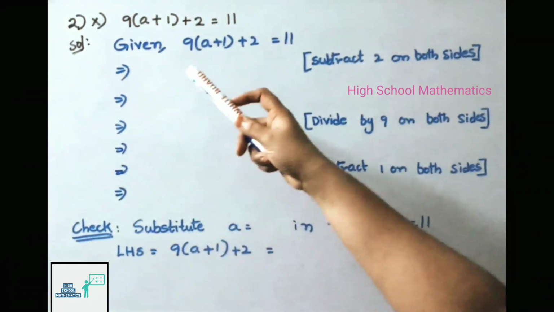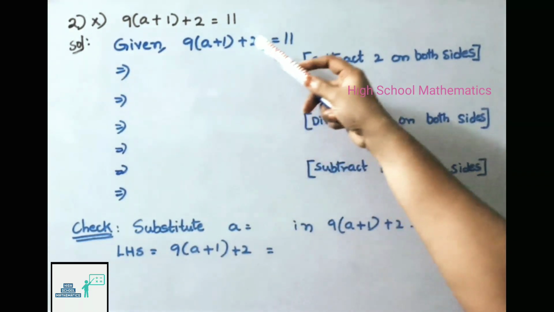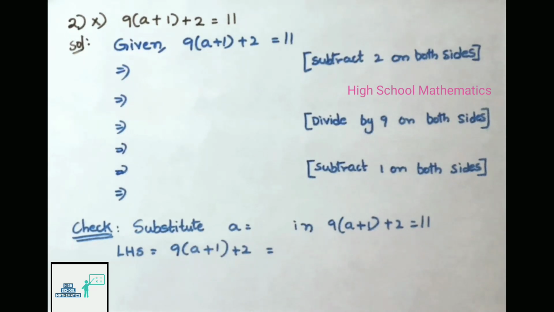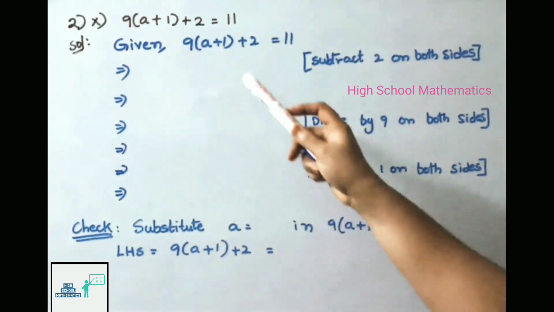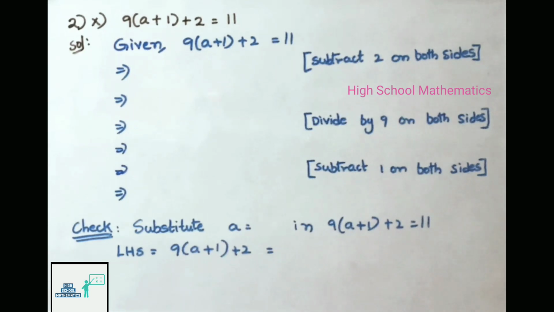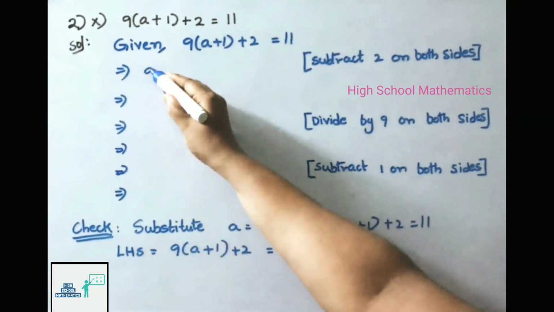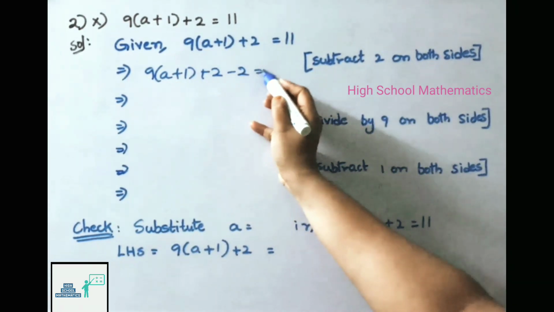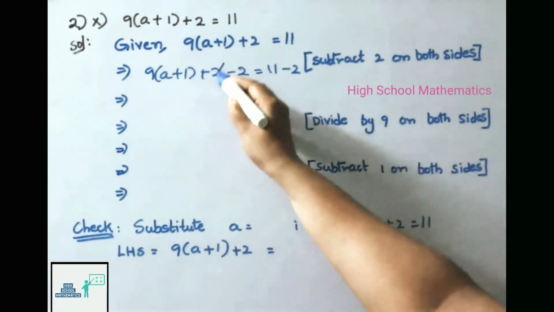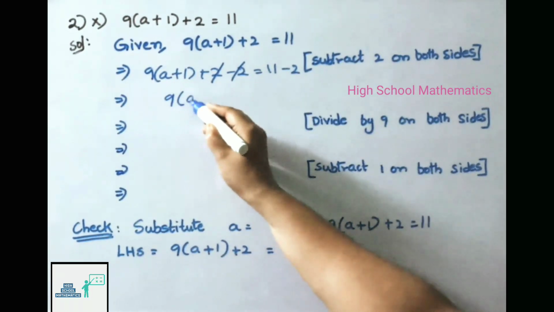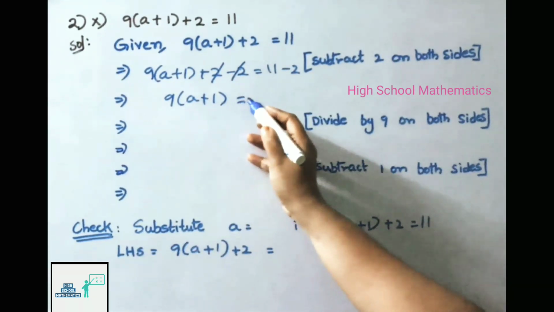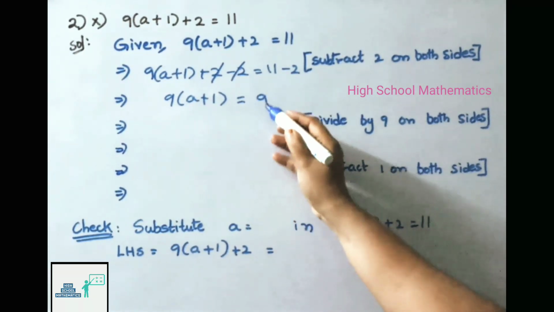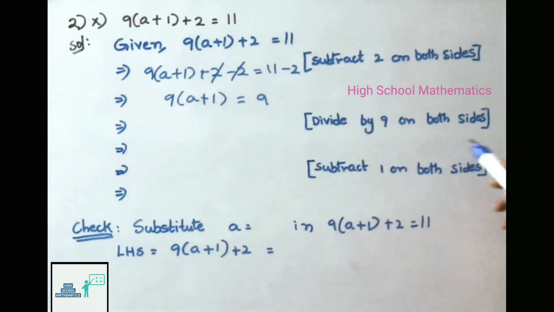See now second question 10th sum, 9 into a plus 1 plus 2 equal to 11. Let us see the solution. Given equation is 9 into a plus 1 plus 2 equal to 11. To remove this plus 2 we are going to subtract 2 on both sides. Let us write now 9 into a plus 1 plus 2 minus 2 equals 11 minus 2. Plus 2 minus 2 cancel, write down 9 into a plus 1 equals 11 minus 2, we will get 9. To remove this 9, we are going to divide by 9 on both sides.